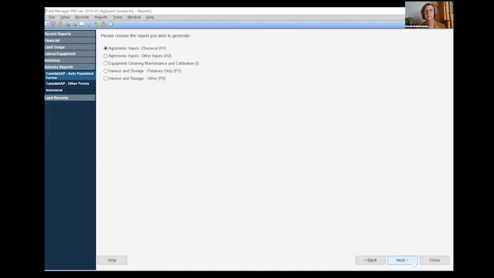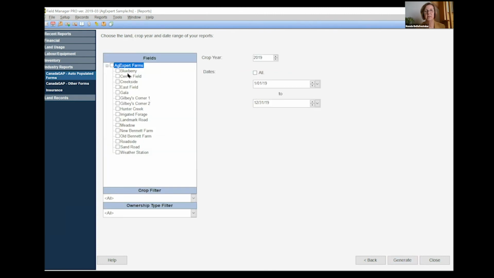So it's asking me which report do I want the program to fill out. I'm going to choose the chemical, the H1 report. I'm going to tell it which fields. I'm going to select all the fields because I don't know which ones have data. And I'm going to go back to 2018. So I'm going to say all dates, and I'm going to generate this report.